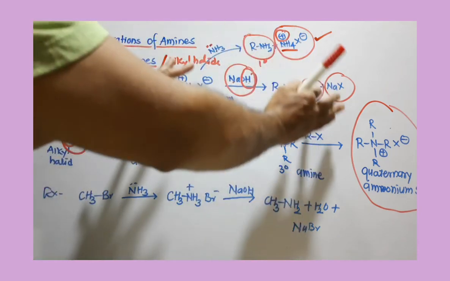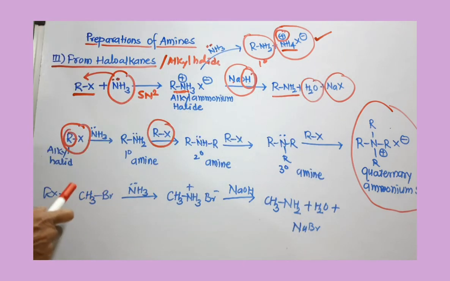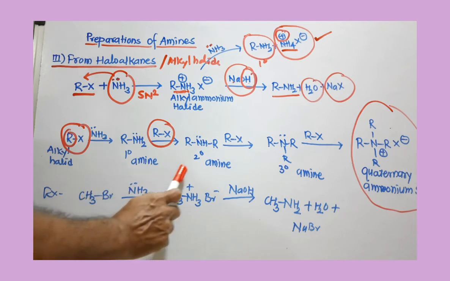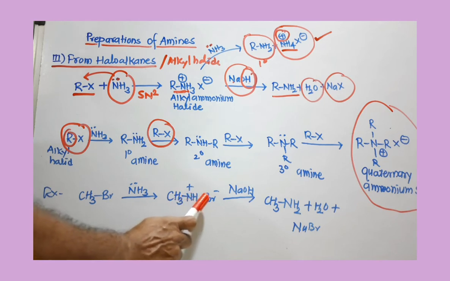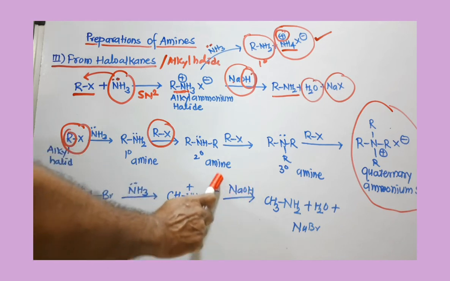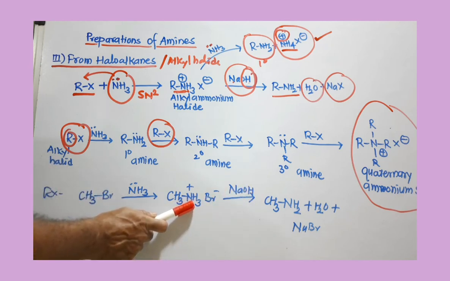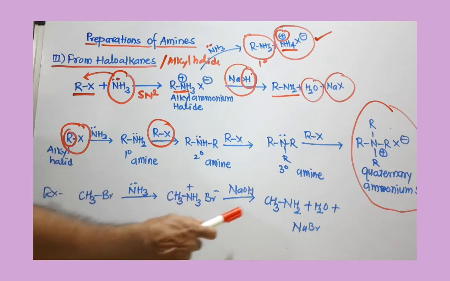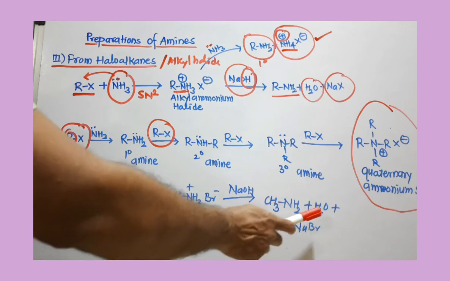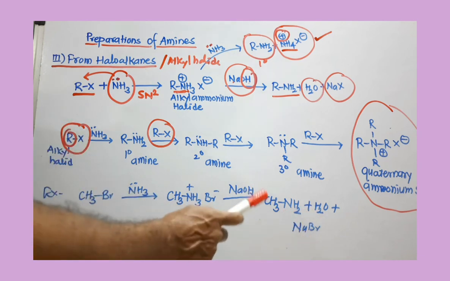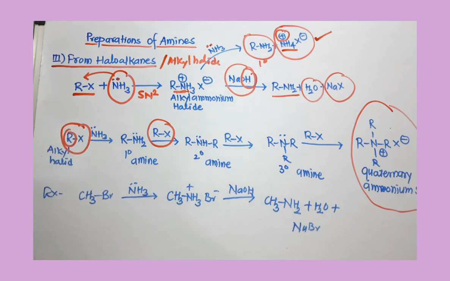So I have given one more example. Actually, this was the general consideration. Now one example is given here: bromomethane, or methyl bromide. It is treated with ammonia and forms this salt, methyl ammonium bromide. When this is treated with sodium hydroxide, the OH removes one H to produce water, and then there is a formation of CH3NH2 along with water, and Na combines with Br to give NaBr. In this way you can prepare a primary amine from the alkyl halide or haloalkane.